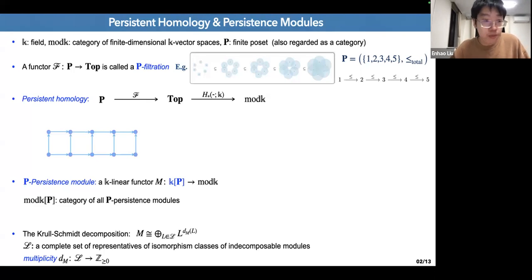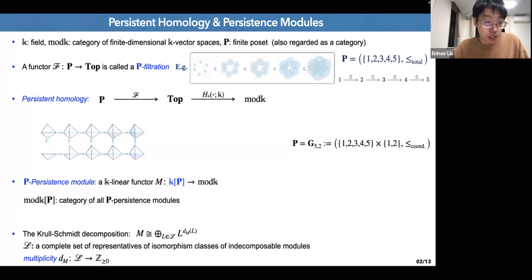As a quick illustration, here I introduce another poset, which is called the 2D grid, G52. It's just a product of two totally ordered sets with the coordinate-wise order. On the left is a direct Hasse diagram of the finite poset, and this is a simple animation. As you can see, this is a filtration, right? We assign each vertex a topological space, and this is a P-filtration again. And then we apply the homology functor.